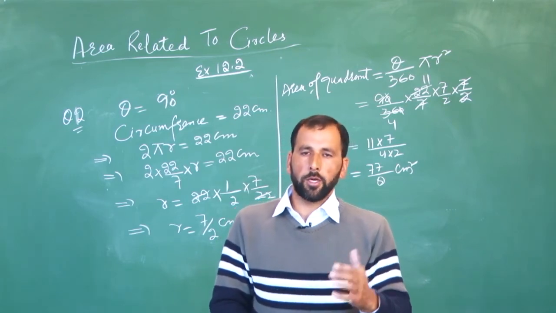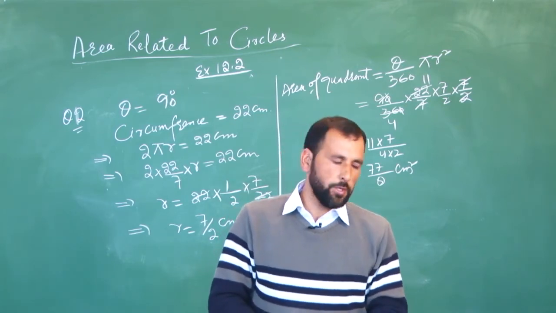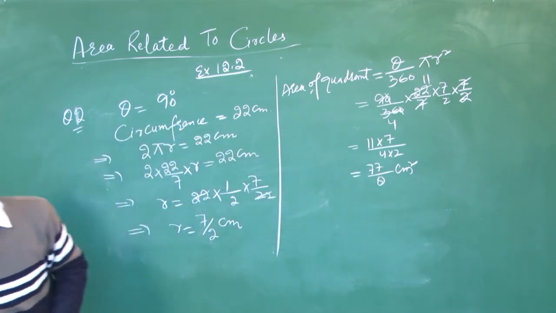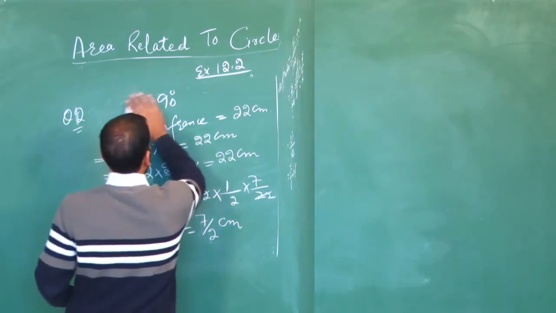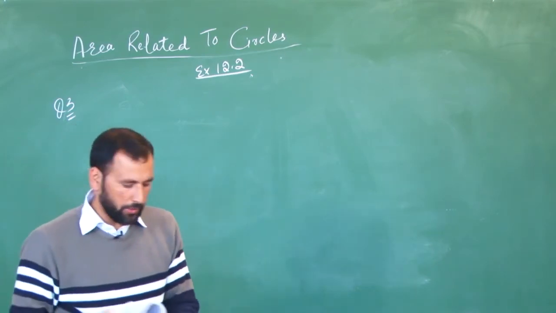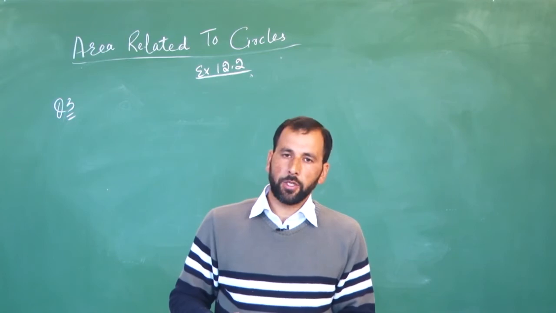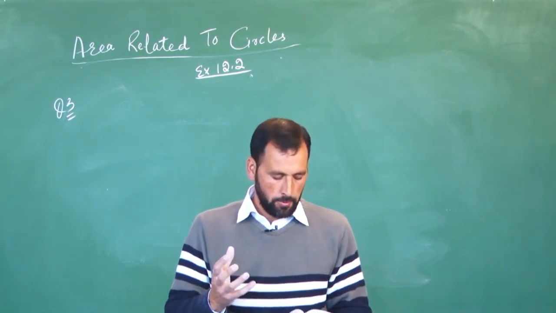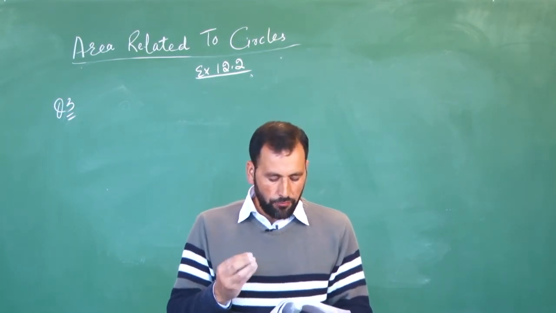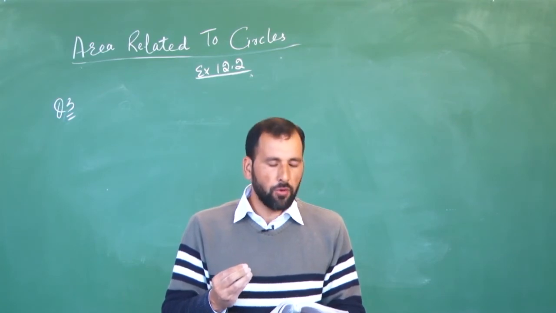Now moving to another question, that is question number 3. Now question 3 is here. The length of a minute hand of a clock is 14 centimeter. Find the area swept by the minute hand in 5 minutes.